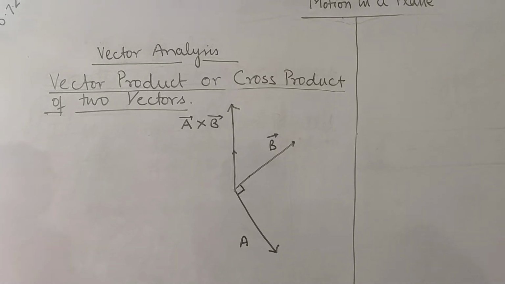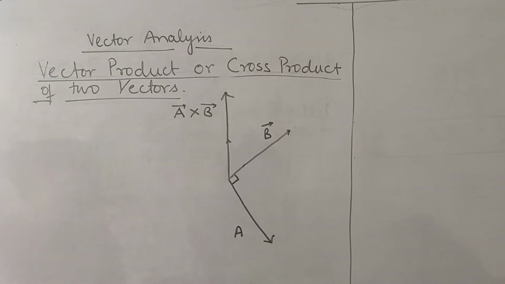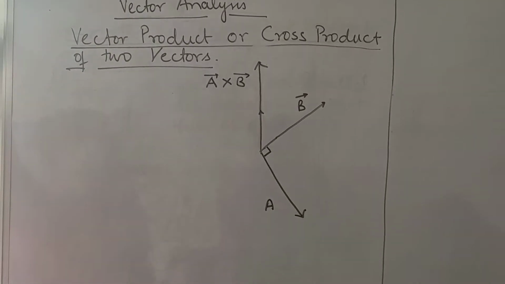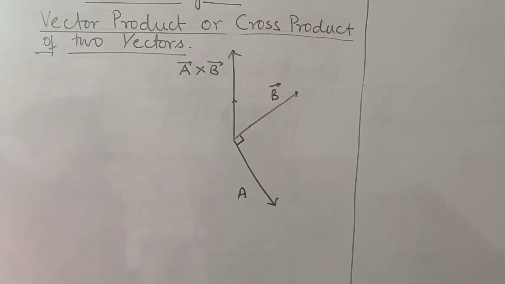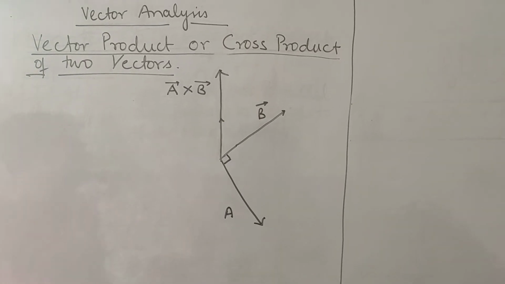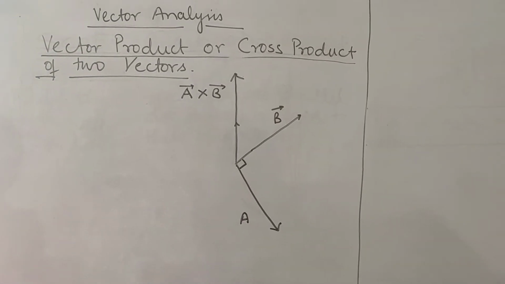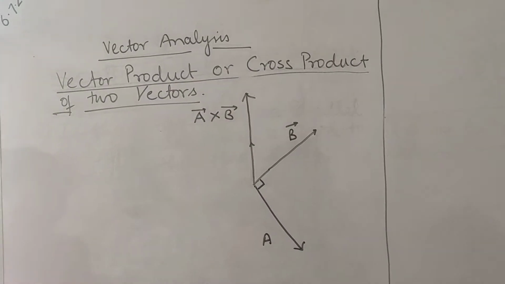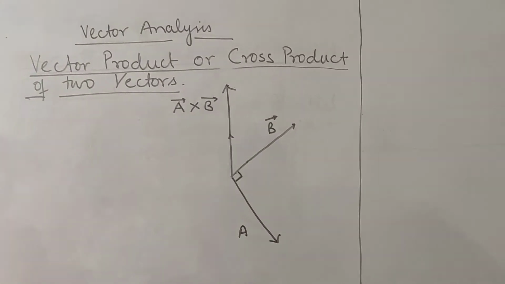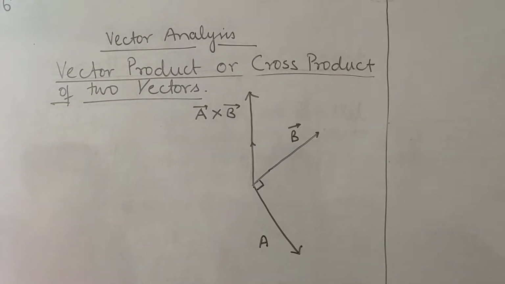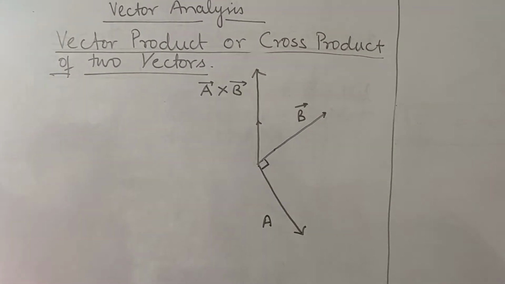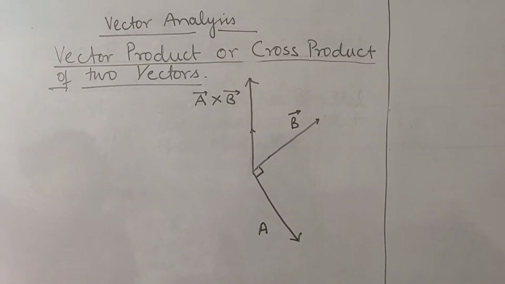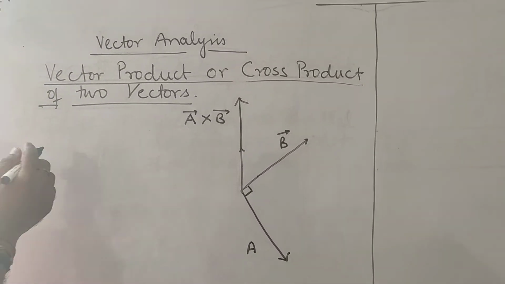This is vector product or cross product. Previously you have discussed about scalar product or dot product. If the two vectors are multiplied in such a way that it gives only magnitude, then this is scalar product or dot product. Example I have given, work is a scalar quantity which is the product of force and displacement. Now here, if a vector is multiplied with a vector, you are going to get a vector quantity. If it is a vector quantity, then it is known as vector product.